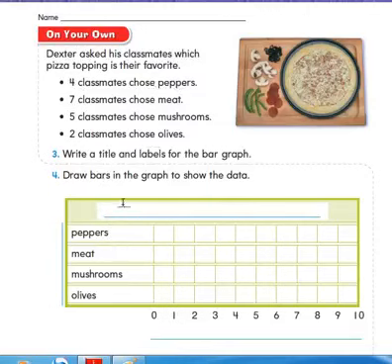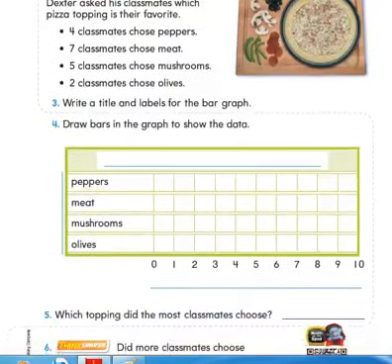4 classmates choose peppers, so I will go to the row of peppers and start from 0 here, from left, and move to reach number 4, okay? It will be the first bar from 0 to 4. Number 2, meat. 7 classmates choose meat, so I'll move from 0 to reach 7. 5 classmates choose mushrooms. I will move at the row of mushroom from 0 to 5. Olives, 2, from 0 to 2. Now we wrote the title and the scale label and the category label.